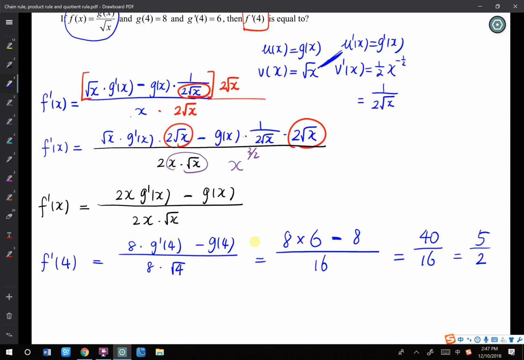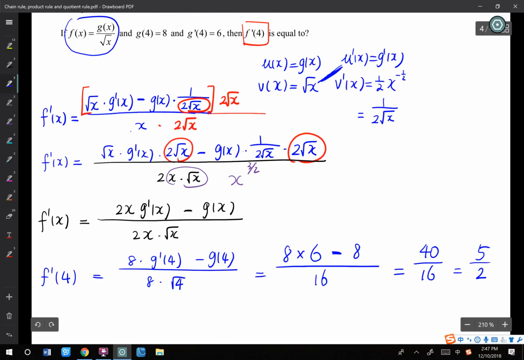Okay. Any questions for this one? Yes? Yep. That's not the simplified answer then. You lose a mark.